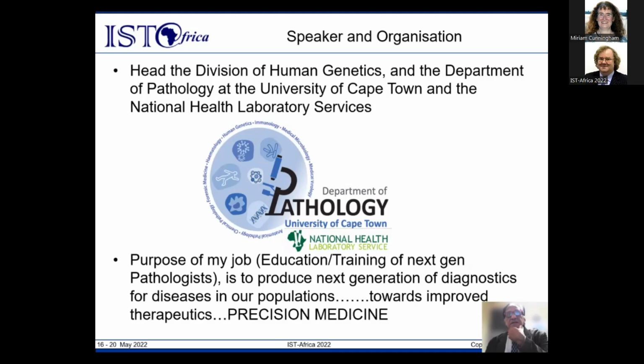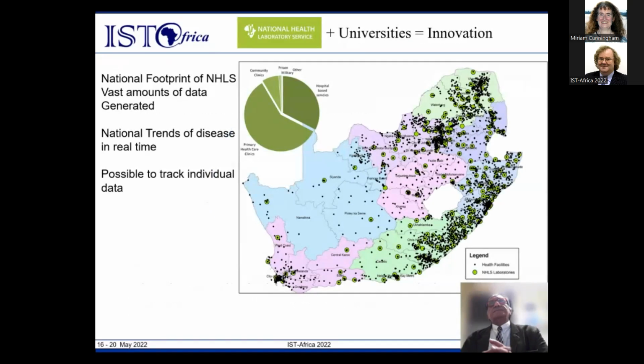To introduce myself, I head the Division of Human Genetics and the Department of Pathology at the University of Cape Town and the National Health Laboratory Services. The Department of Pathology at the University of Cape Town is comprised of 8 fairly large independent specialties, and they're listed in this departmental logo. The purpose of my job at the University of Cape Town is to design and produce education and training material for the next generation of pathologists. And more importantly, it is to produce the next generation of diagnostics for diseases in our populations towards improved therapeutics in this specific era of precision medicine.